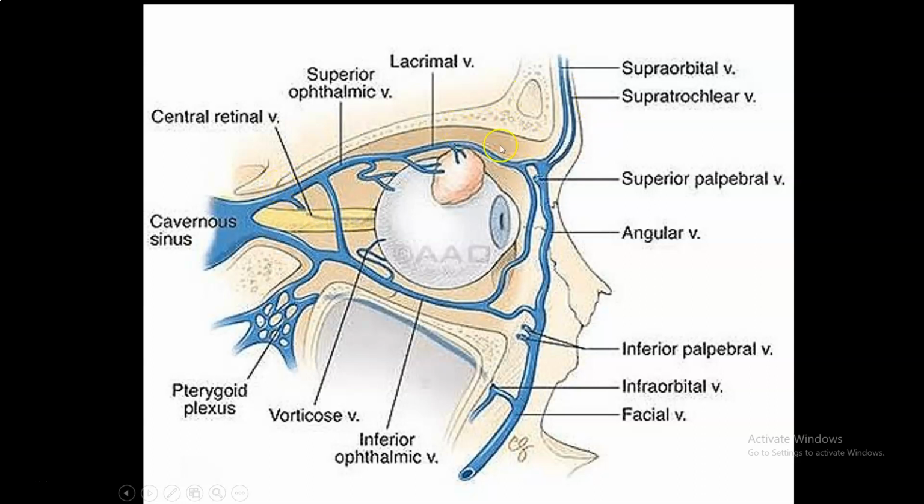Of course, there are the supratrochlear and supraorbital veins with the superior ophthalmic. There is the infraorbital vein with the inferior ophthalmic. Some veins, superior palpebral, angular, are not that important. Any infection in the face can be carried, resulting in cavernous sinus thrombosis. And when you have a carotid cavernous fistula, you have dilatation and engorgement of these veins.